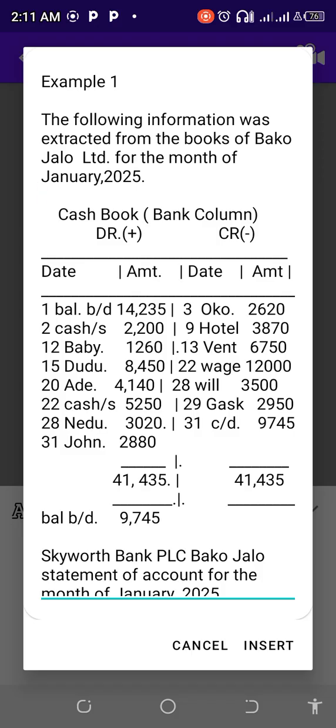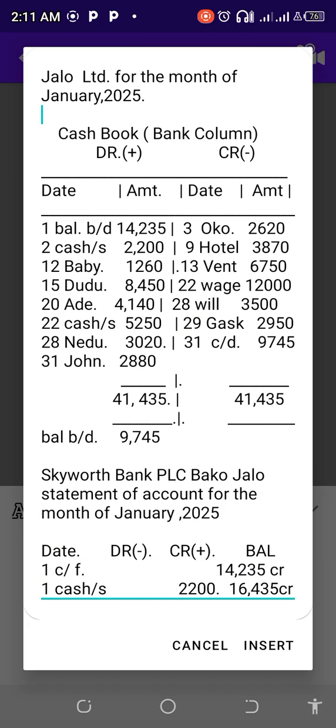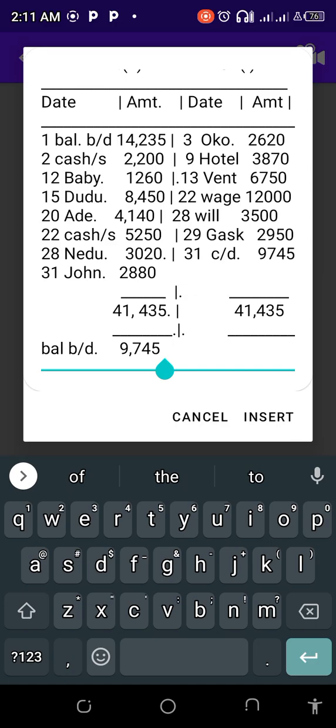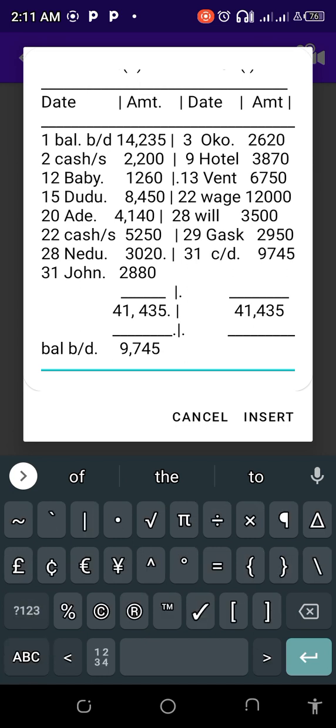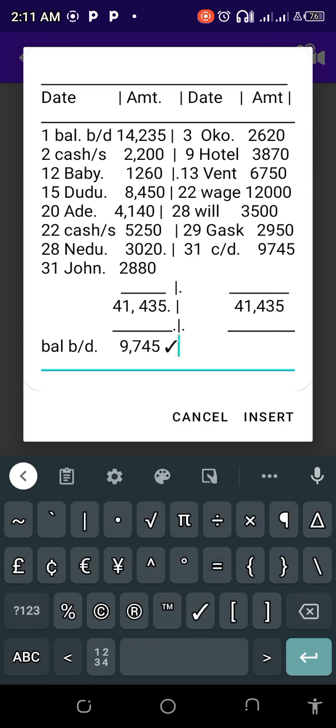The balance brought down is 14,235, and all transactions are on the debit side, and there are some transactions also on the credit side. In the end, we have a balance brought down of 9,745. 9,745, as marked now, is the balance brought down. That is the total balance remaining after all payments in the month of January.